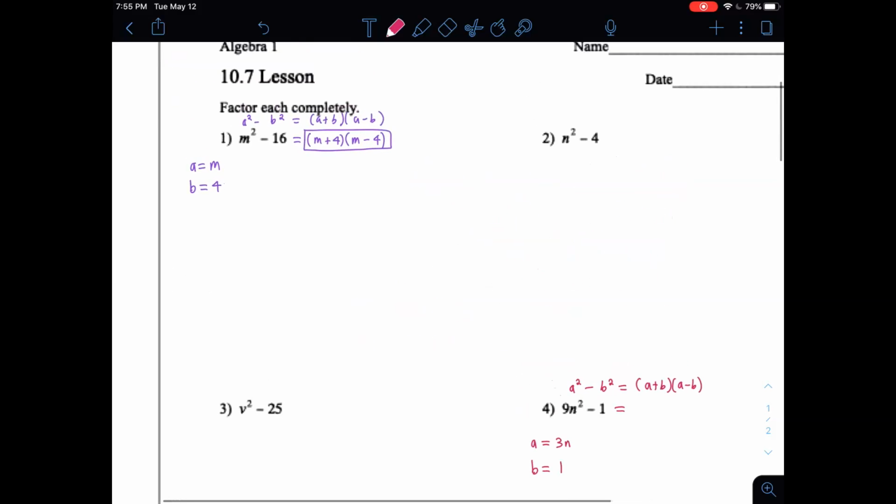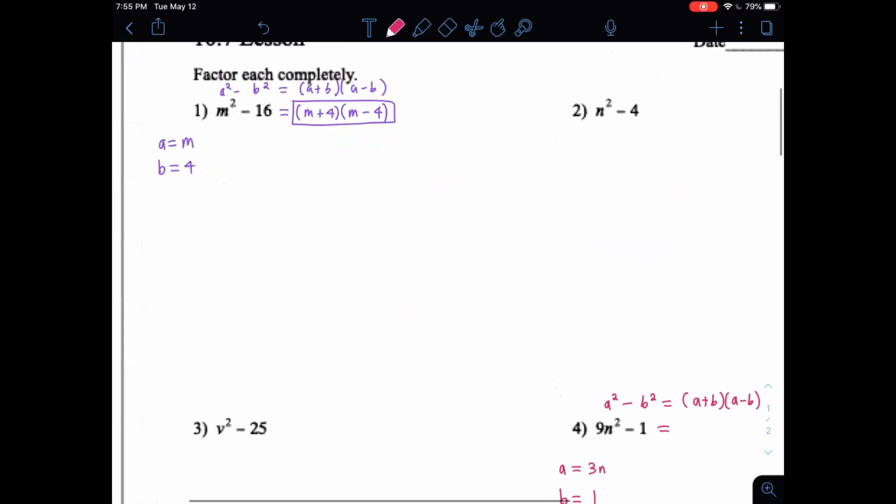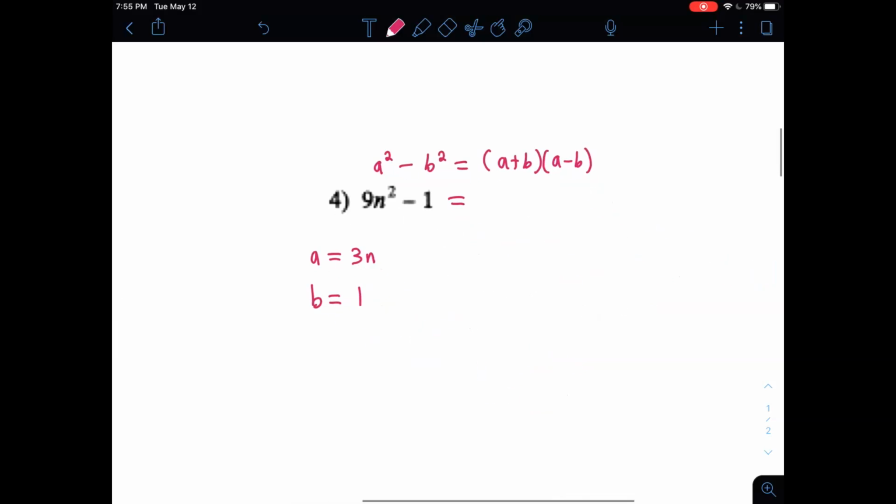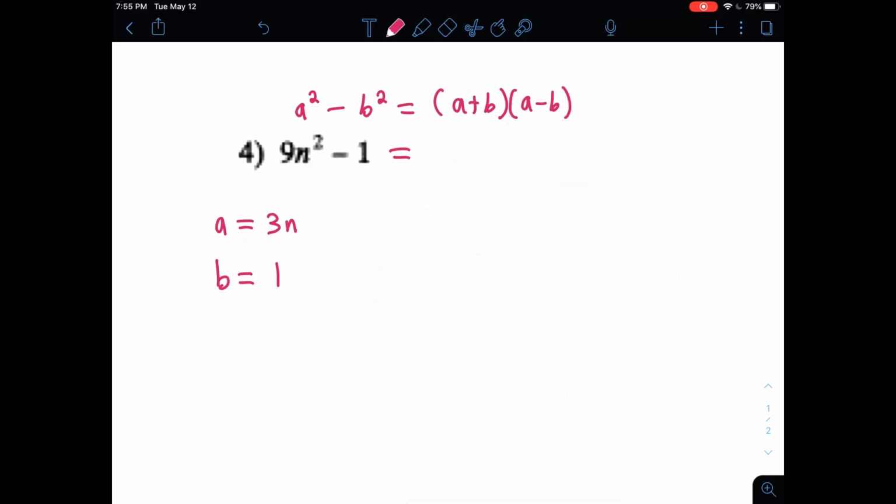So I don't know if I should have written that over there somewhere, but yeah, you get the idea. So basically, you've got to square root the first one, square root the last one, and you put plus or minus between them, okay? So let's go ahead and write our problem now.